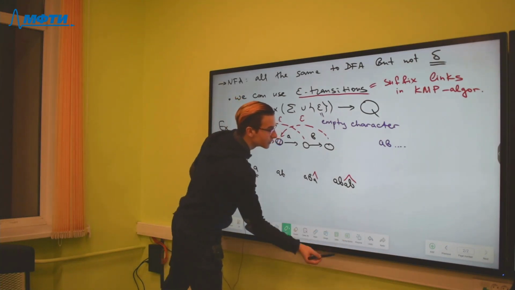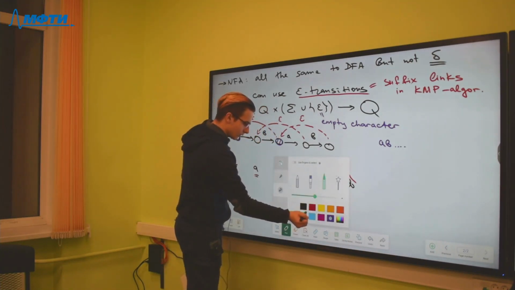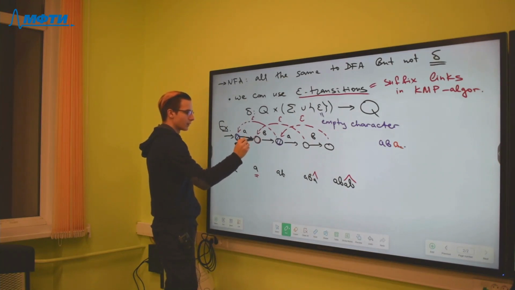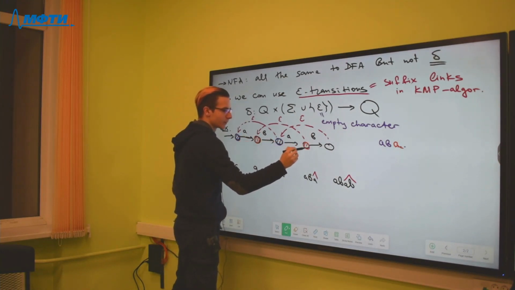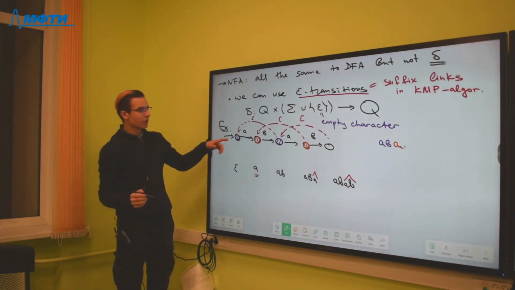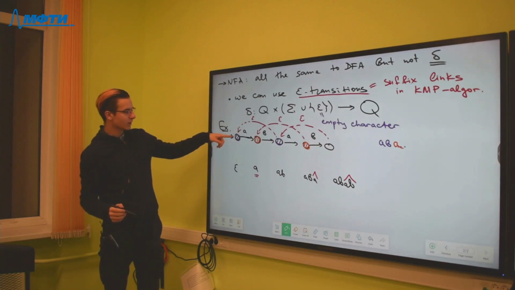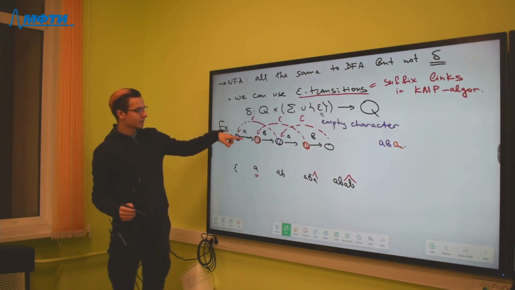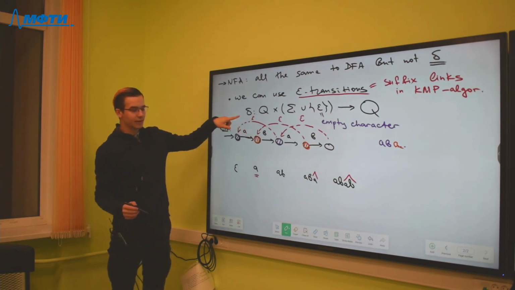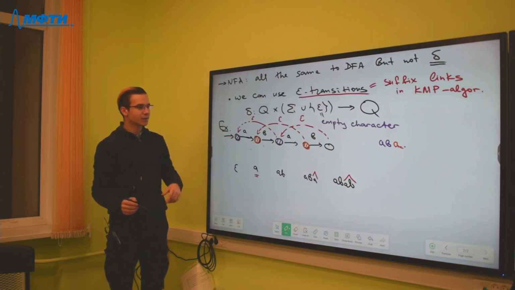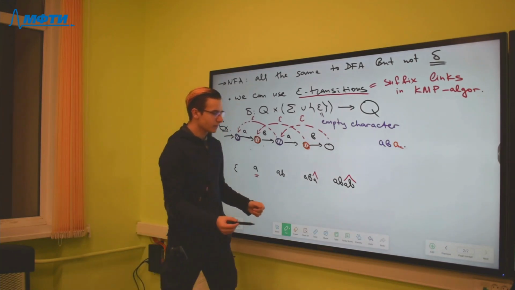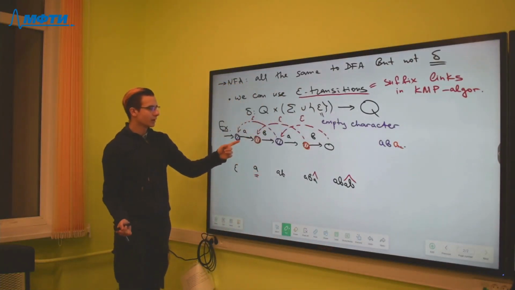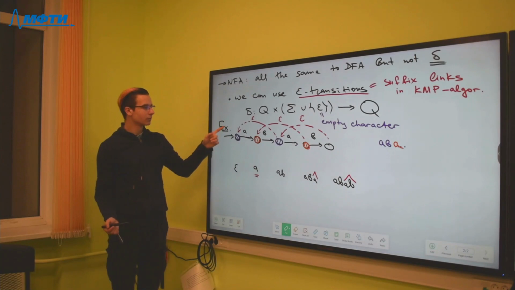Oh, I use a different color. So we change it to these two states, because we have a path from the initial state by ABA to this state, and we have a path from the initial state to this state by AB epsilon A. And we say that any paths can use epsilon transitions.